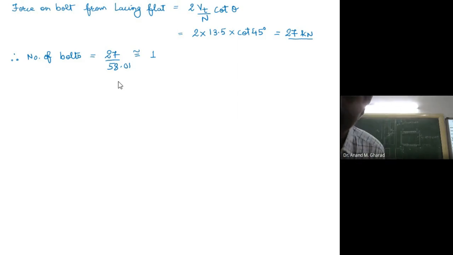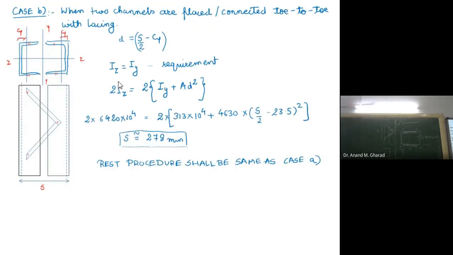So let us try to understand. When two channels are placed or connected toe to toe with single lacing system, same figure I have drawn. Okay. This one, this will be the CY value, this will be your G value, whatever I have marked, correct? And now, one more, yes, for calculating this D, D is what?